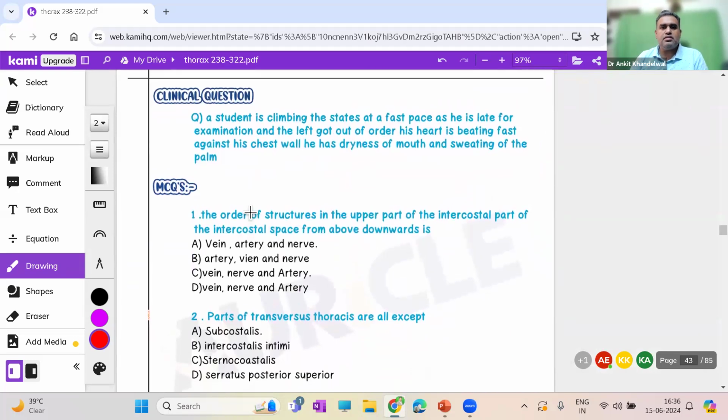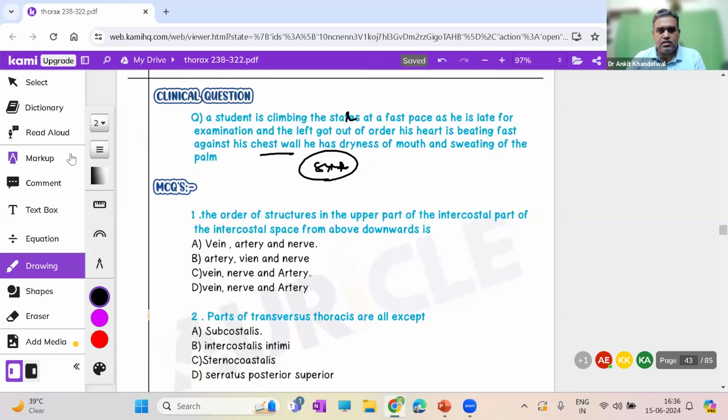So, a student is climbing the stairs. This is the stairs over here. The student is climbing the stairs at a fast pace, as he is late for the exam and the lift got out of order. His heart is beating fast against his chest wall. There is dryness of the mouth. Obviously, it's a sympathetic response, right? Fight and flight response. Let's see the questions.